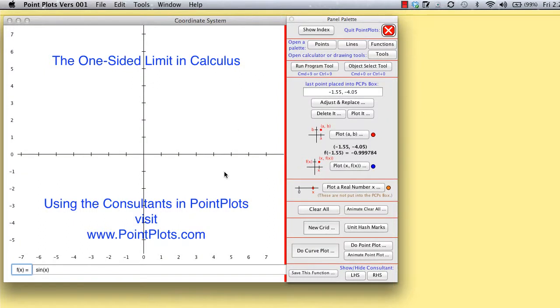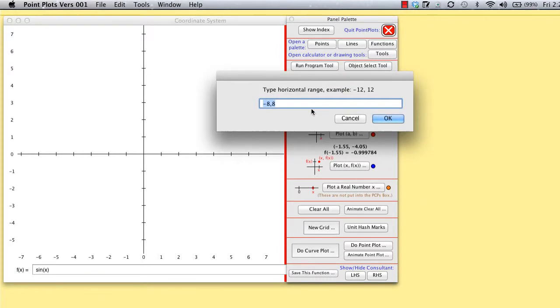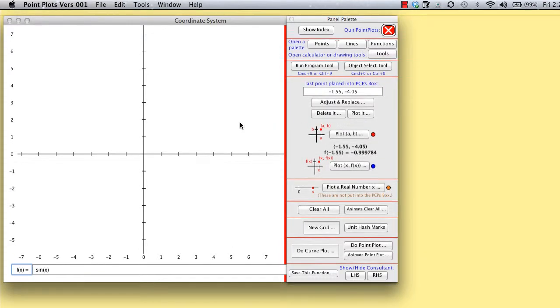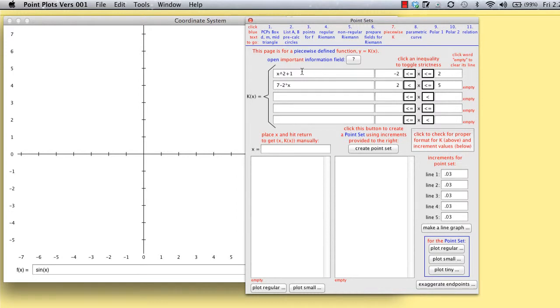In this lesson, we wish to demonstrate the use of the two consultants that appear at the bottom of the panel palette. Note that we have set a grid from -8 to 8 as you see here. Also, on page 7 of the points palette, we have set the function k to be x squared plus 1 for x in the closed interval from -2 to 2, and 7 minus 2x for x greater than 2 and less than or equal to 5.